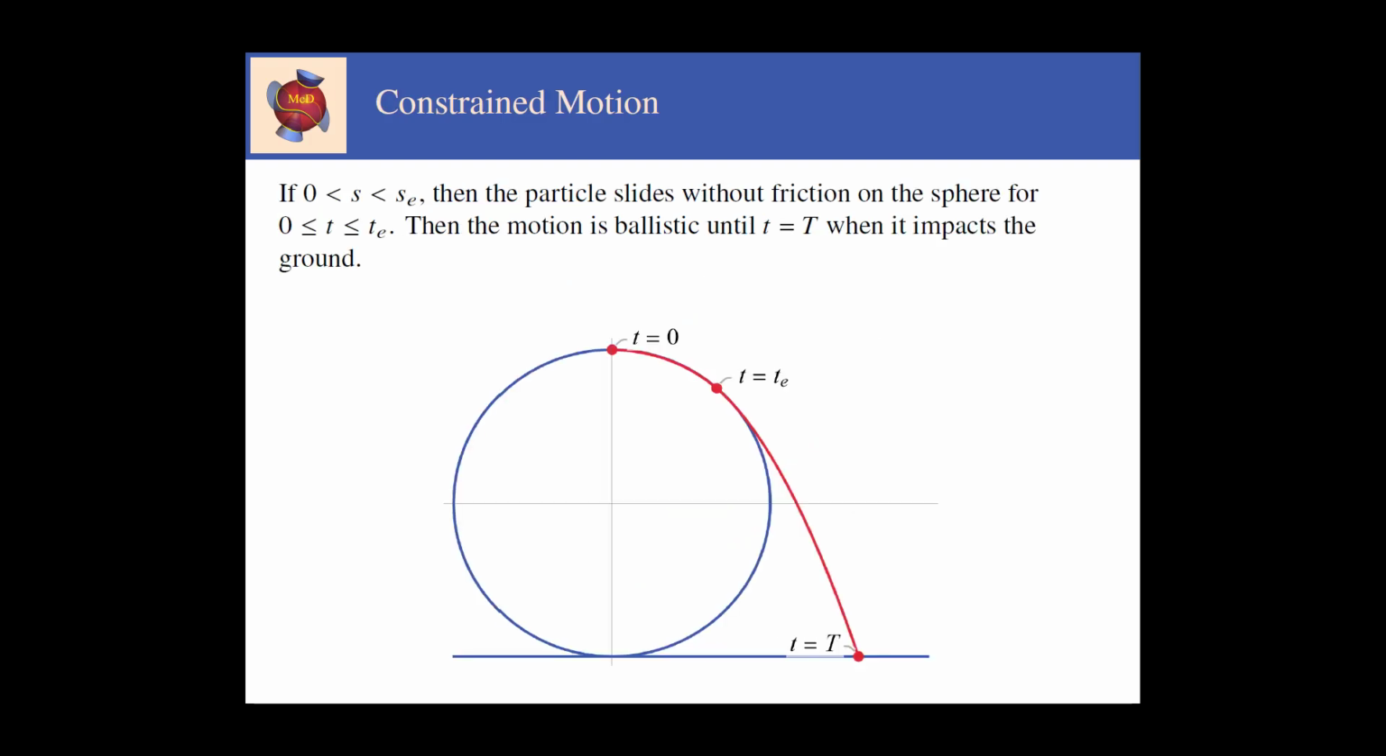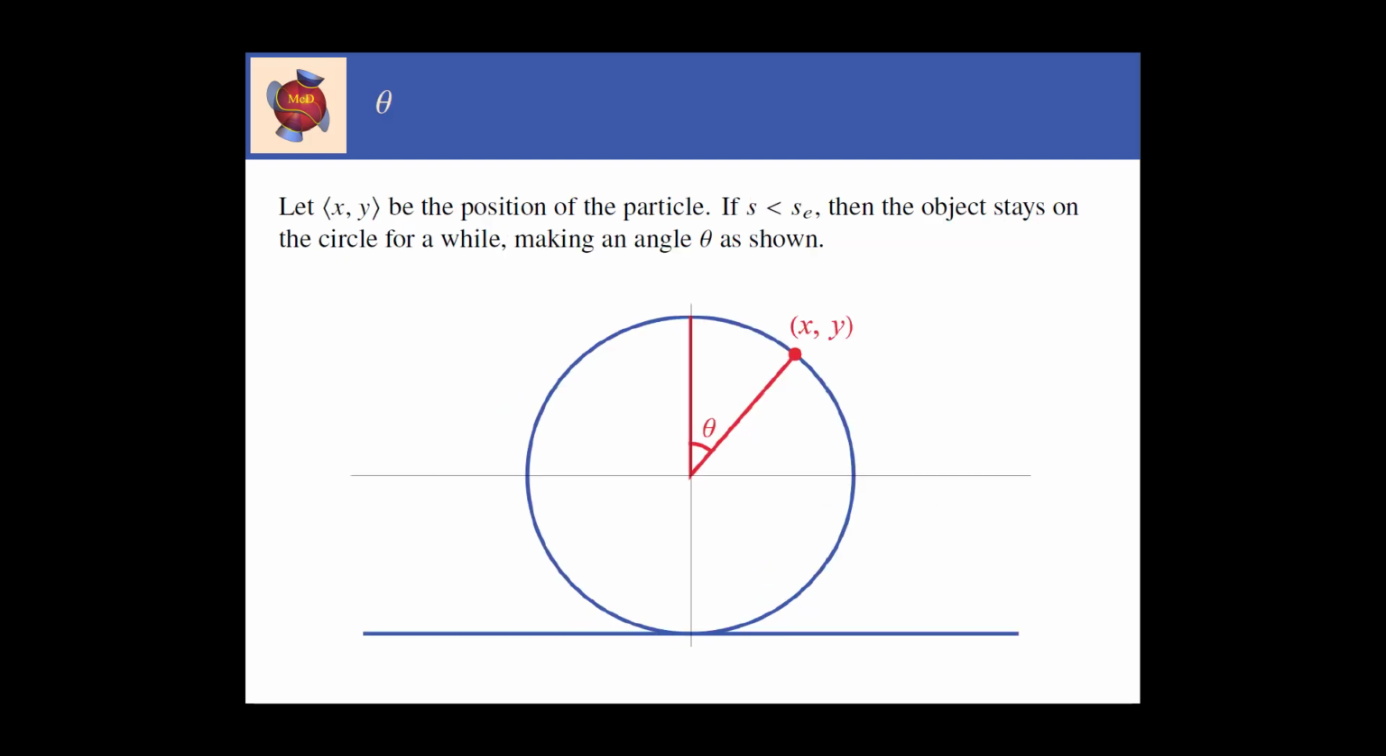So let's suppose that s is less than s sub e, so the object does slide on the sphere for a while. The object begins moving at time t equals 0 and slides on the sphere until time t equals t sub e, the time of escape. Then the motion is ballistic, that is, the motion is entirely powered by gravity, until the object hits the ground at time t equals capital T. If the position of the object is (x, y), then it's convenient to define the angle theta as deviation from the vertical as shown. This is useful while the object slides on the sphere, not so much for the ballistic portion later.